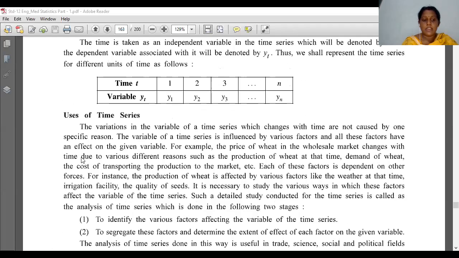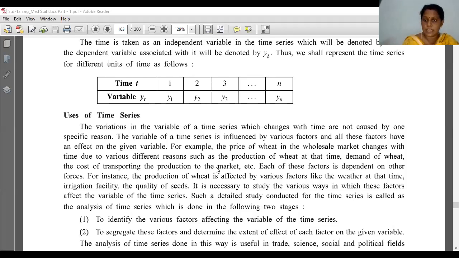Uses of time series. Now we will see the uses of time series. The variations in the variable of a time series, which changes with time, are not caused by one specific reason. The variations or differences you are facing now are not because of one specific reason. There are many different reasons for different things. The variable of a time series is influenced by various factors, and all these factors have an effect on the given variable. For example, the price of wheat in the wholesale market changes with time due to various reasons, such as the production of wheat at that time, demand for wheat, the cost of transportation, the cost at the market, etc.